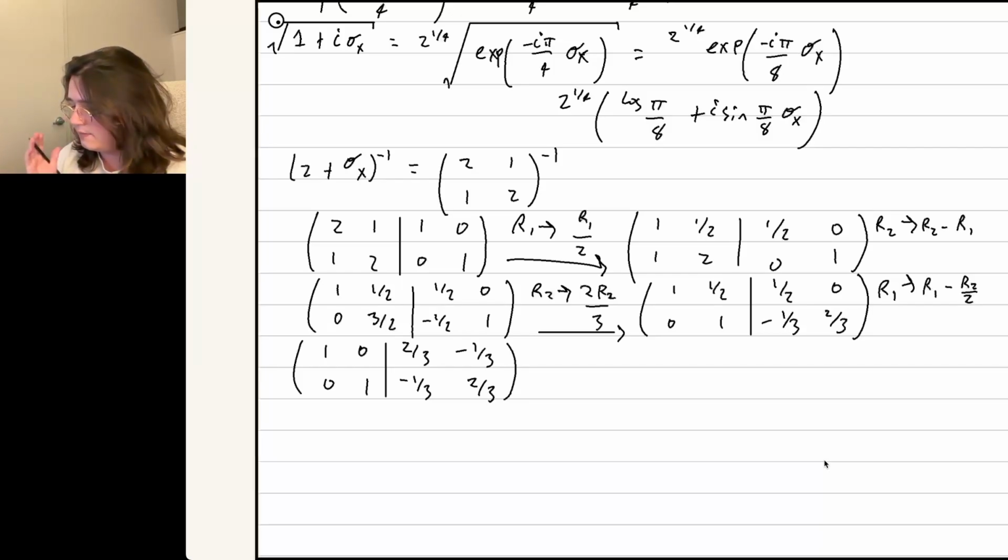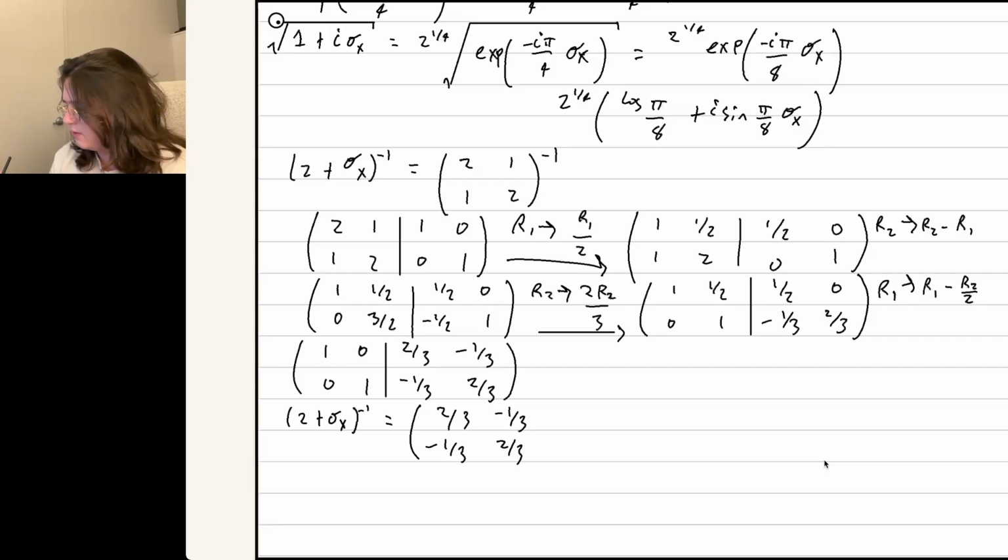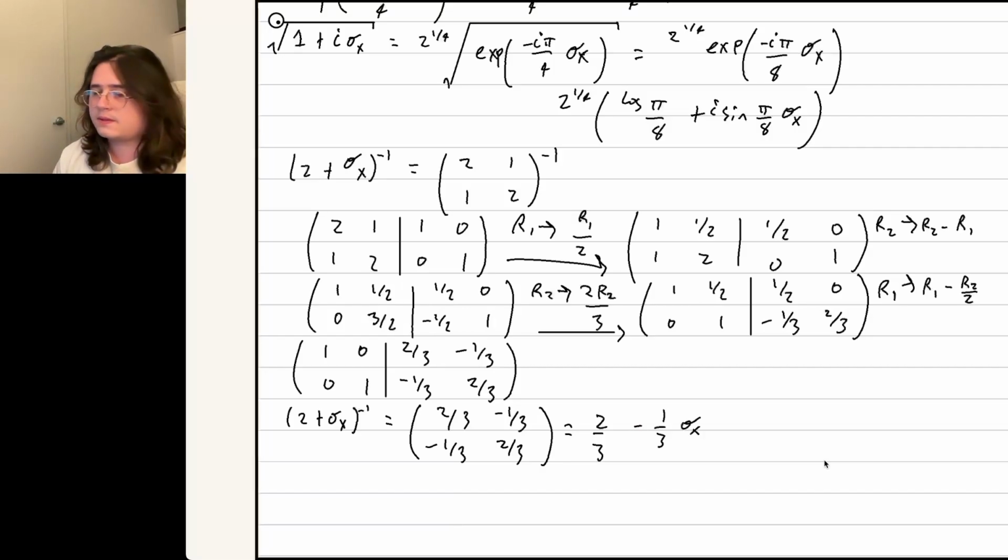All right, the left-hand side of that combined matrix is the identity, so we're done. We found that the inverse of 2 plus sigma x was equal to 2/3, minus 1/3, minus 1/3, 2/3, which you can split up into being 2/3 times the identity matrix minus 1/3 times sigma x. Right.